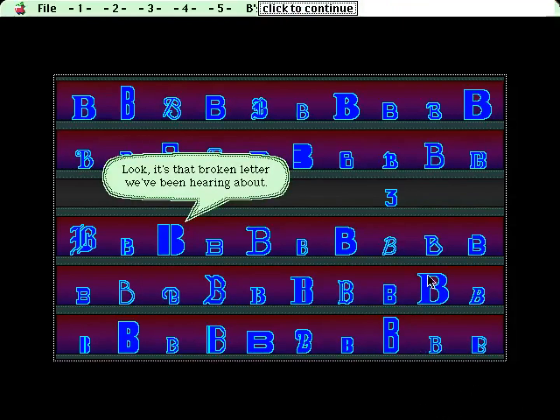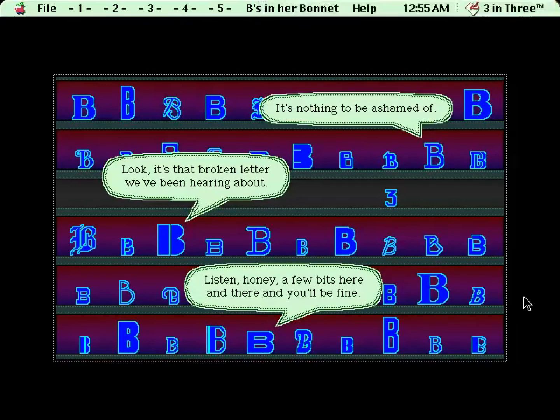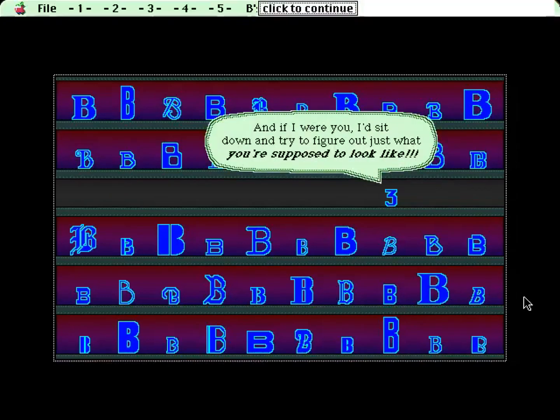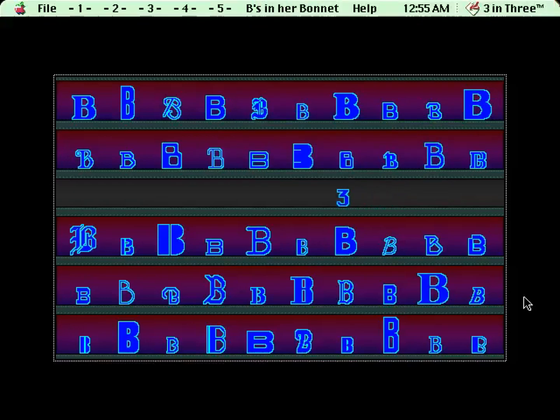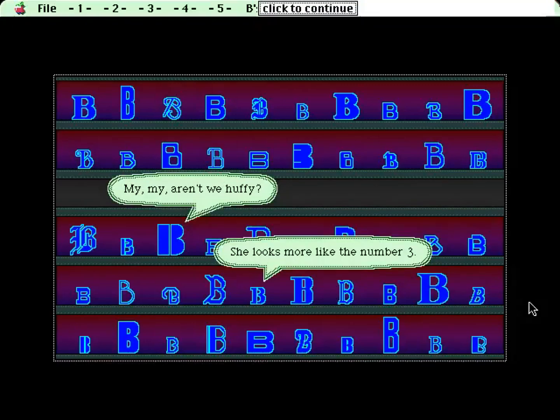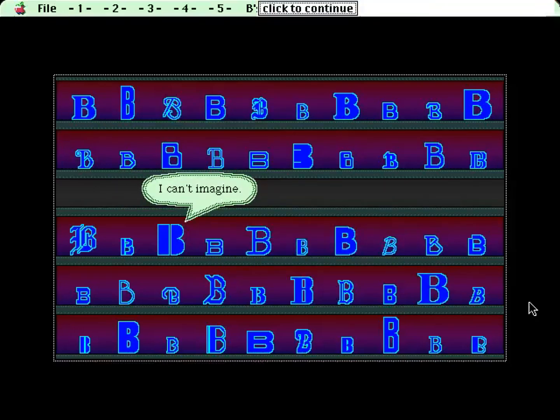Look, it's that broken letter we've been hearing about. Listen, honey, a few bits here and there and you'll be fine. It's nothing to be ashamed of. I like the way I look, thank you very much. And if I were you, I'd sit down and try to figure out just what you're supposed to look like. My, aren't we huffy? She looks more like the number 3. Why would anyone want to look like a number? I can't imagine.